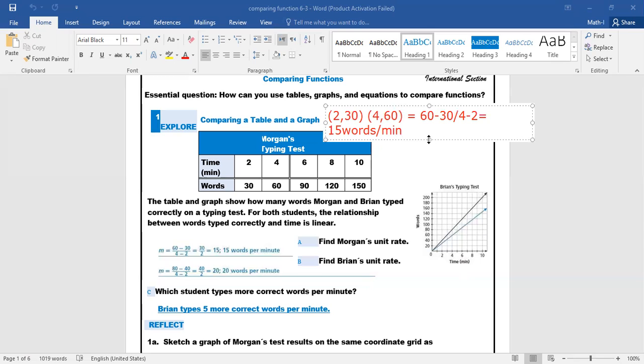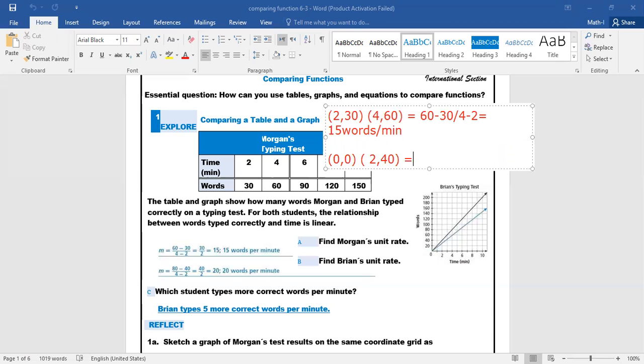Let's move to the next one, which is Brian's. For Brian's, we have to calculate the slope from the graph. Please tell me any 2 points belonging to the line, the black one. The first point is what? Give me any ordered pair. 0 and 0, yes. Or else, 2 and 40.